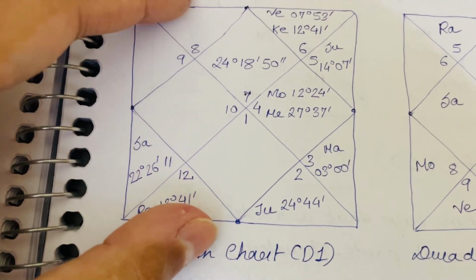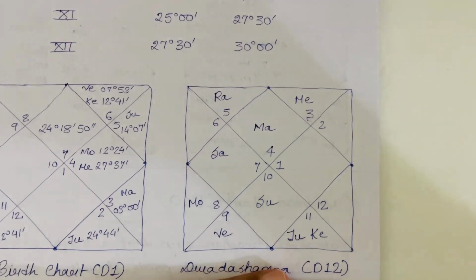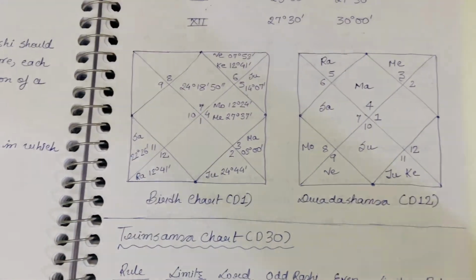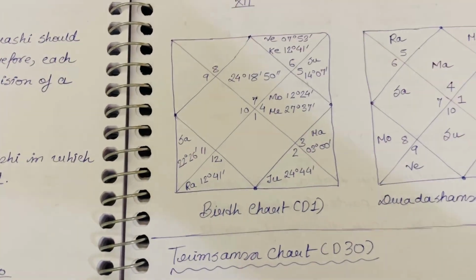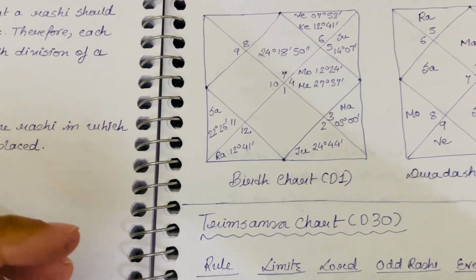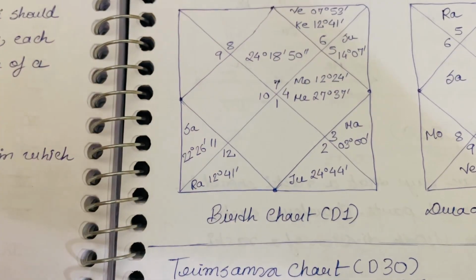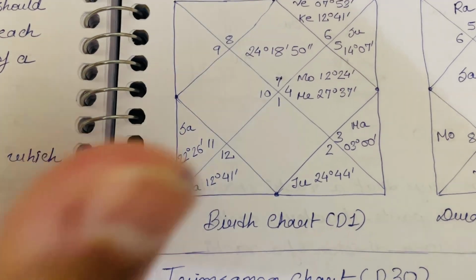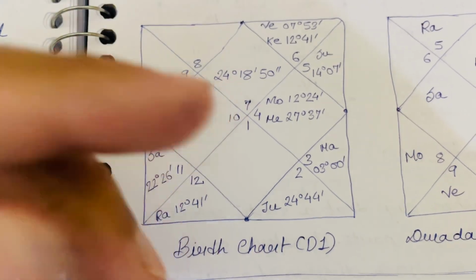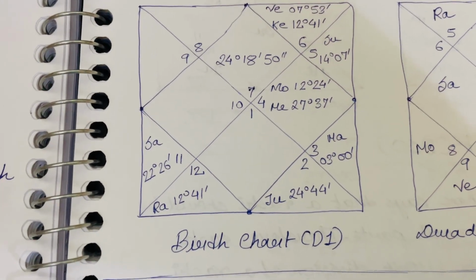Now from this chart we will create our Dwadashamsha, the D12 chart. Let's proceed and do the calculation from scratch. Every time the counting will start from the same house or the same sign. It's just a play of the longitude of either the Lagna or the remaining 9 planets.